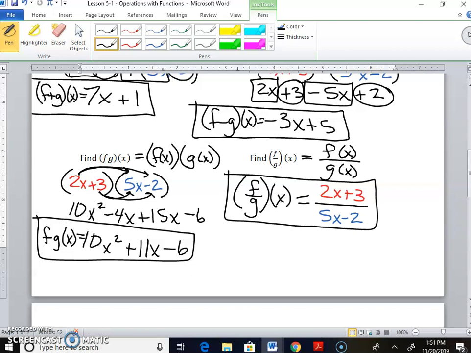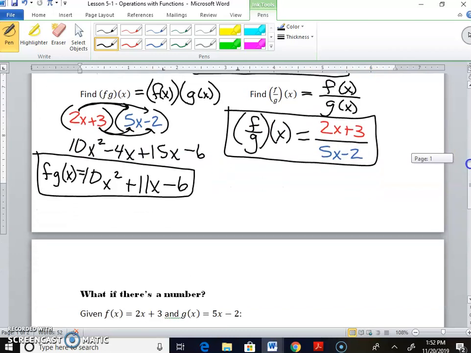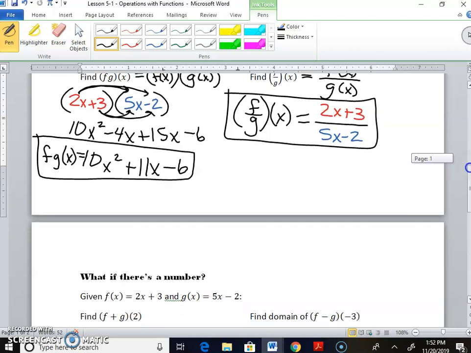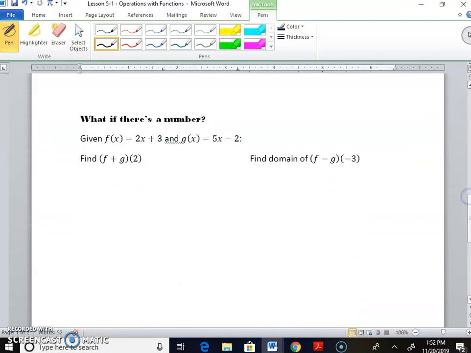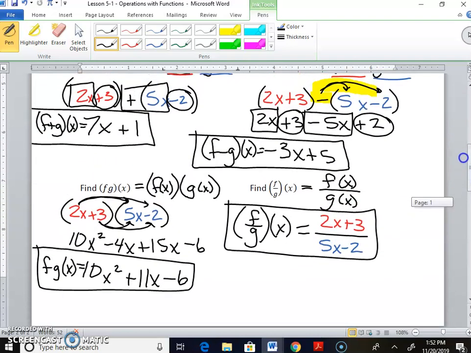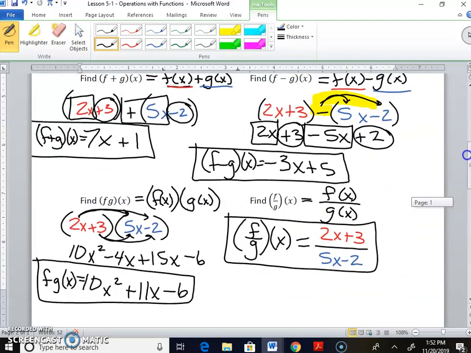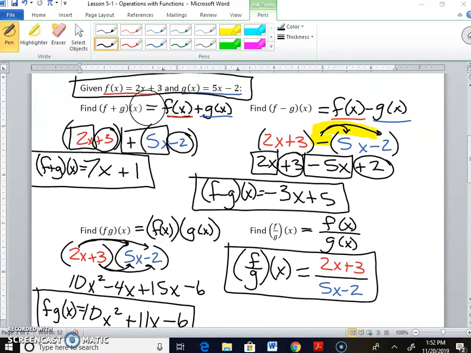Addition, you're just adding the two functions. Subtracting, you're subtracting the two functions. Multiplication, you're multiplying. Division, you're dividing. Okay? So what are we going to do if there's a number? If you look, we are given the exact two equations here. So I already know that f plus g of x equals 7x plus 1. Let me show that just to make sure we got it. f plus g of x equals 7x plus 1.